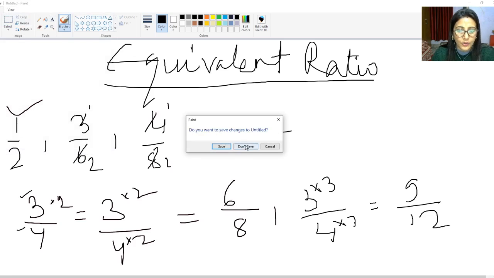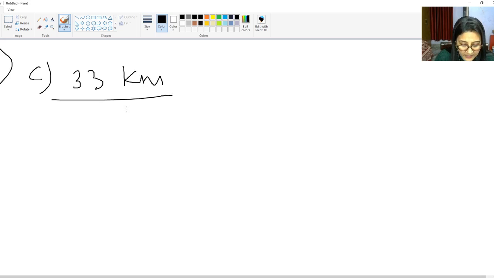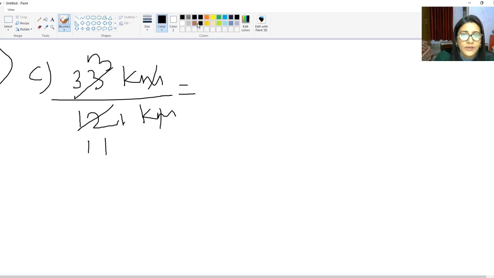One I'll show you, if you have a problem in finding the ratio of the following in question number 6. See, in question number 6 we can do 81 to 108, 98 to 63. It is given 33 to 121 and 30 minutes to 45 minutes. Quite easy. Like number C, I'll do 33 kilometer and here 121 kilometer. So 11 threes are 33, here 11 ones are 11, 11. So the kilometer cancels out, and the answer will be 3 by 11.